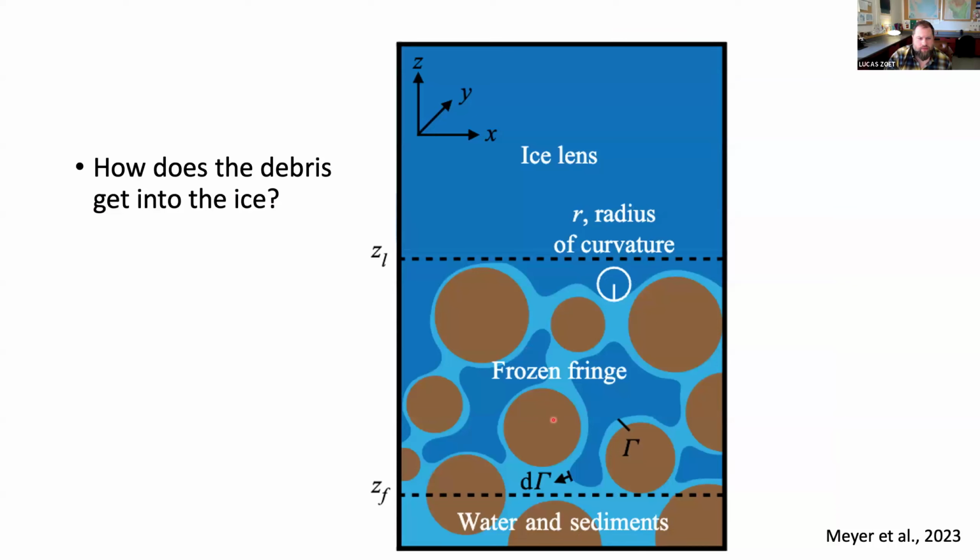This is a lot of work from Colin Meyer and Alan Rempel. They've put a lot of work into understanding this frozen fringe process. And what that is, it's the ability for ice to start to penetrate down into the underlying sediment and entrain it in the basal ice. And what it does is there's some sort of curvature here that affects the surface energy balance.